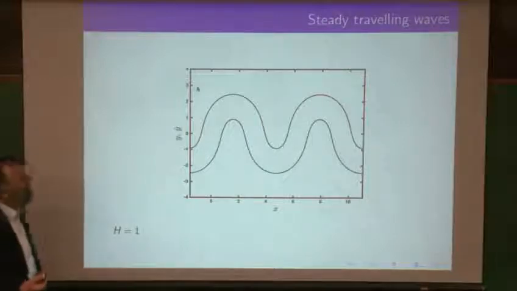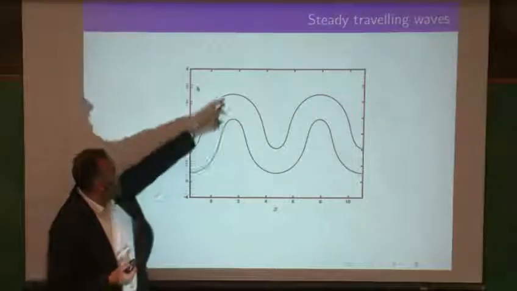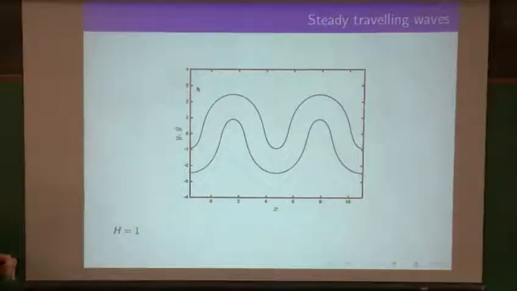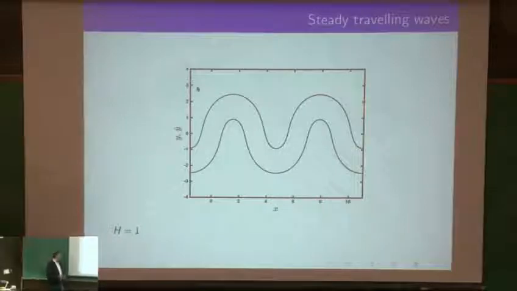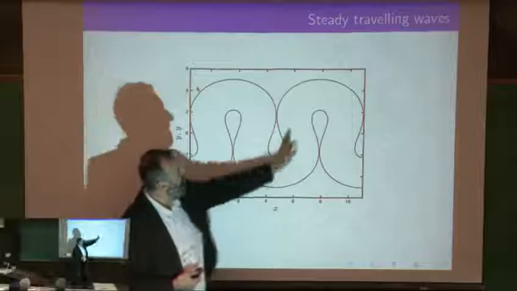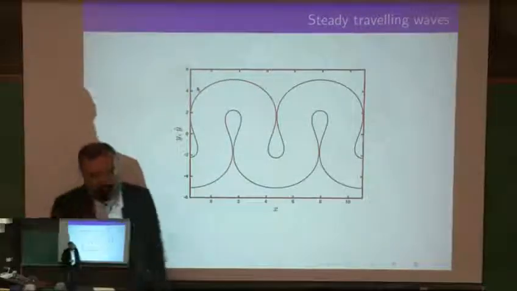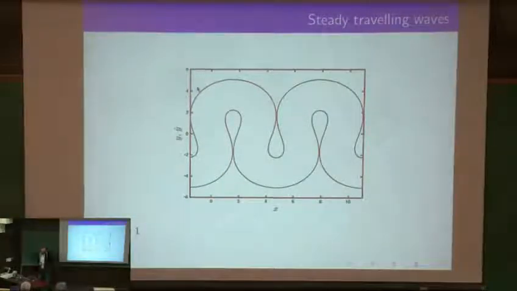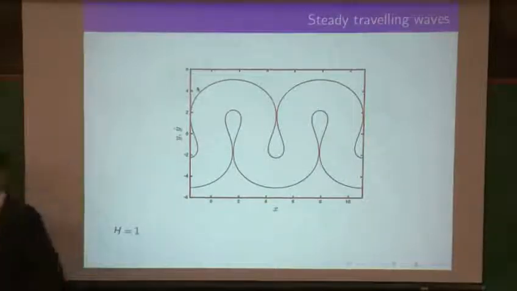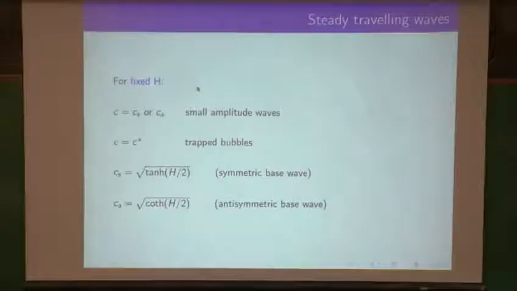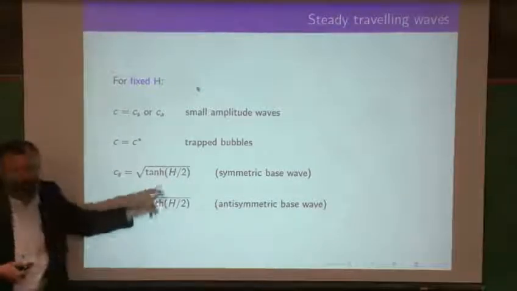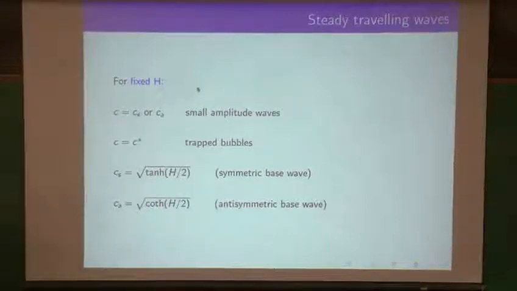So this is the anti-symmetric one, and again, crests are on top of troughs. Again, I started from the linear one for the small amplitude and do continuation in C, and I end up with something like this. So the fluid is here, in this sort of band. And you do entrap bubbles, because the whole sheet is entrapped in a bubble. Here I'm starting from the linear one, for the linear speed.